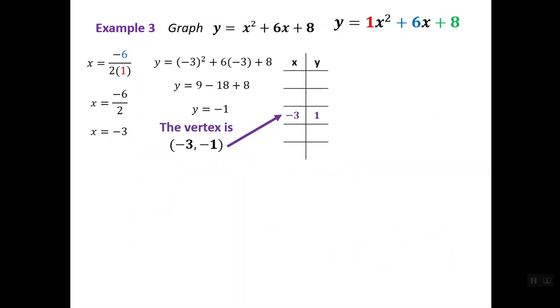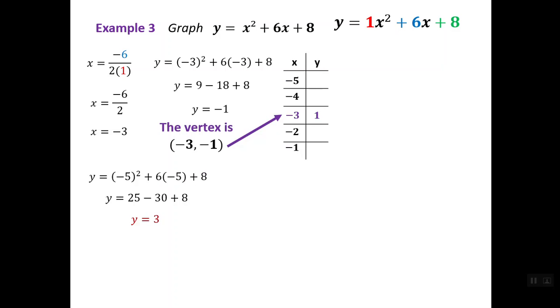And so I go 1 to the left to get -4, and 1 farther to get -5, and then on the other side I go 1 up and get -2, and 1 up from that and get -1. So those are the x values I'm choosing because they are right there, clustered right around the vertex. Now I've got to figure out the y values that correspond to those x values. So I start plugging them in.